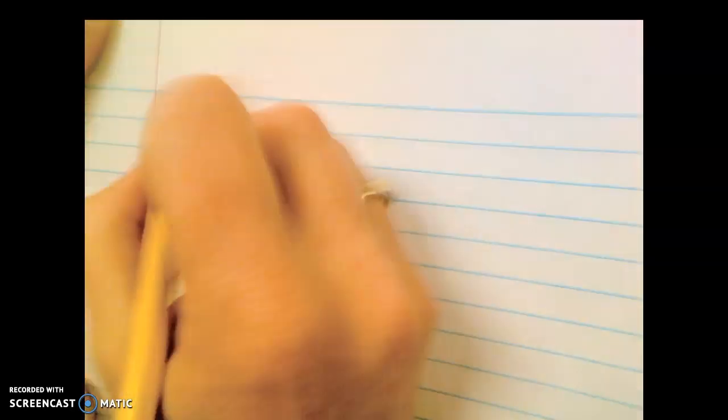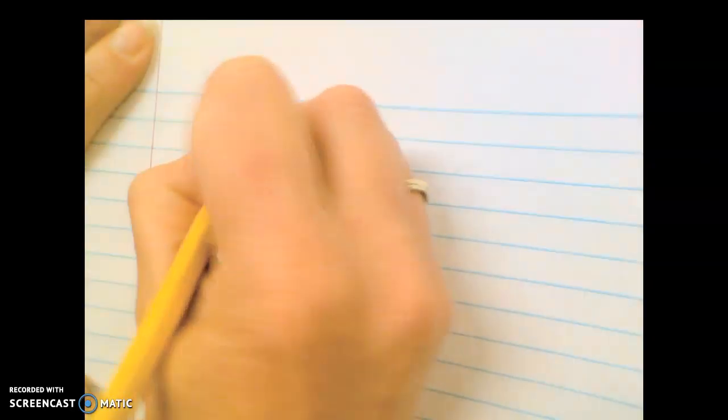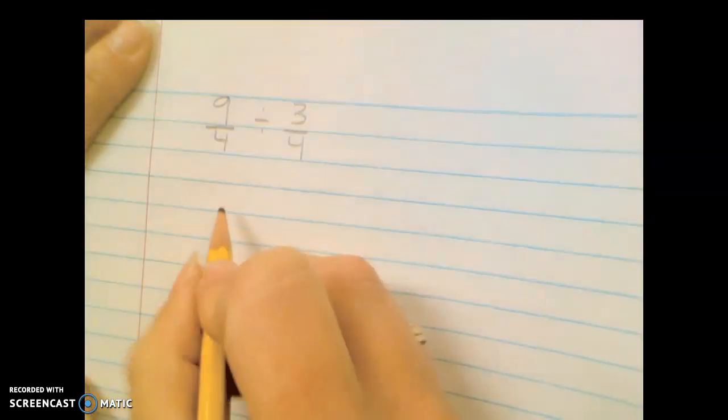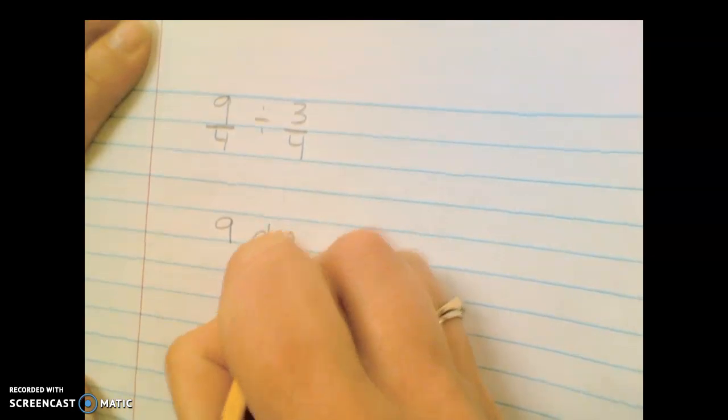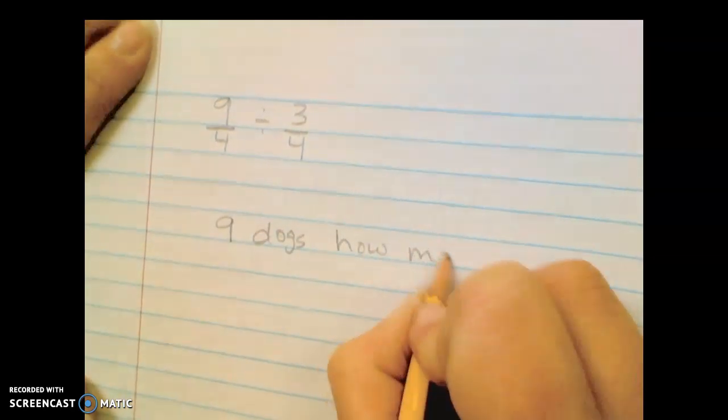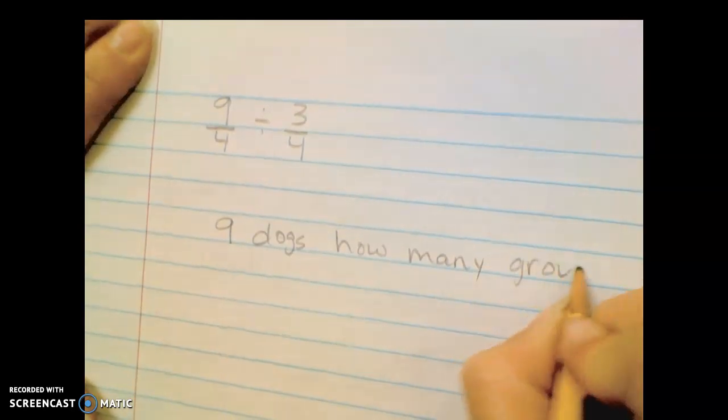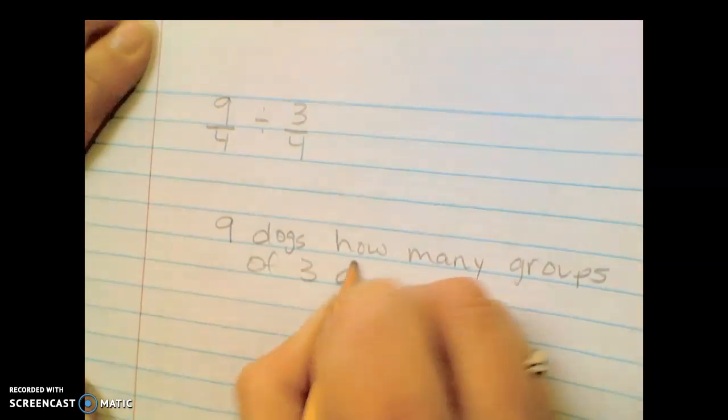And actually, why don't you get your dry erase materials or a sheet of notebook paper out and do these along with me. So if you need to pause to get a sheet of notebook paper out or dry erase materials, go ahead and do that, and then try these ones along with me. If I'm looking at 9/4 divided by 3/4, again, if I asked you, if I had 9 dogs, how many groups of 3 dogs can I make?